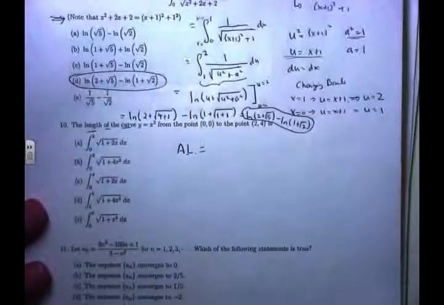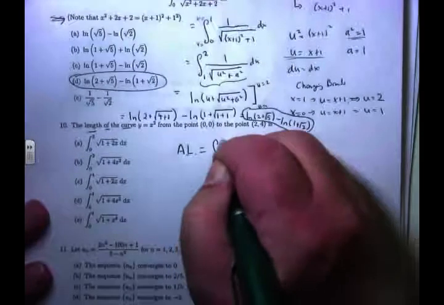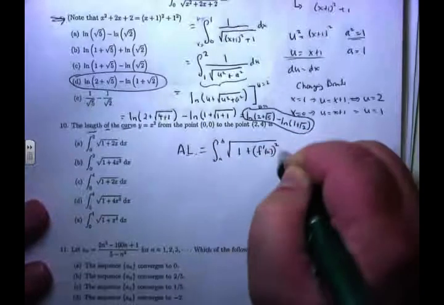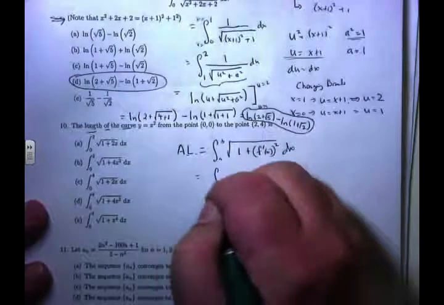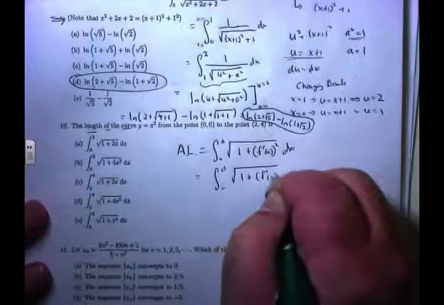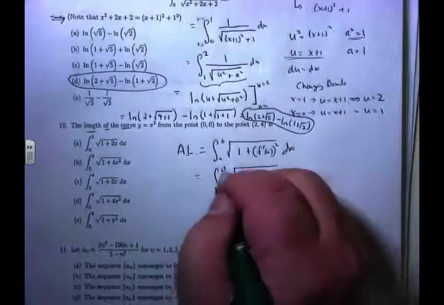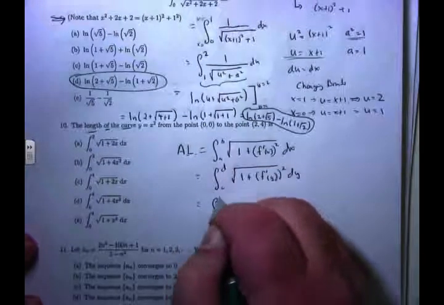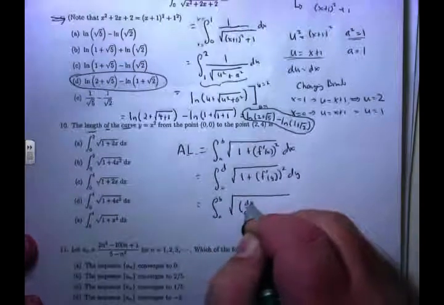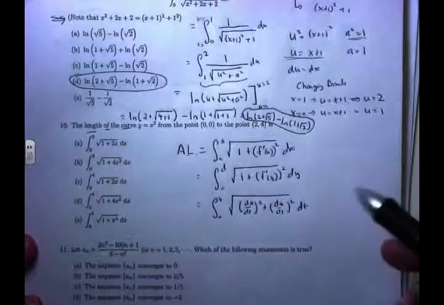Arc length. There were three formulas of arc length you were supposed to have memorized. The first one was integral from A to B of the square root of 1 plus the derivative of your function squared dx. The other one is integral from C to D of the square root of 1 plus the derivative of the y function, if it was a y function, squared dy. And the third one was the integral from a to b of the square root of the derivative of x with respect to t quantity squared, plus derivative of y with respect to t quantity squared dt.